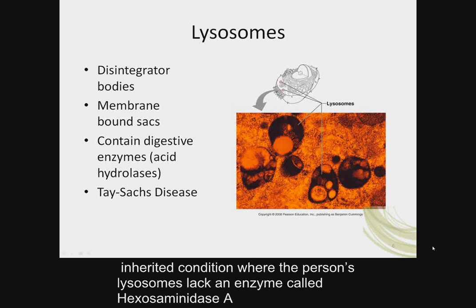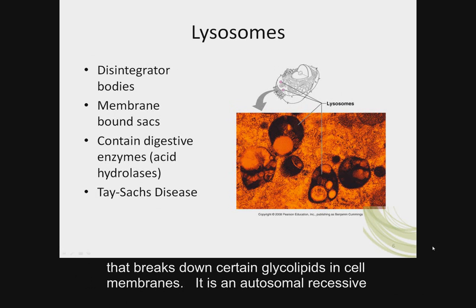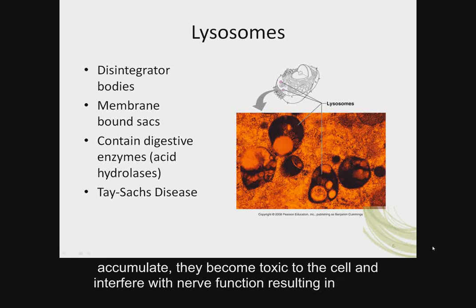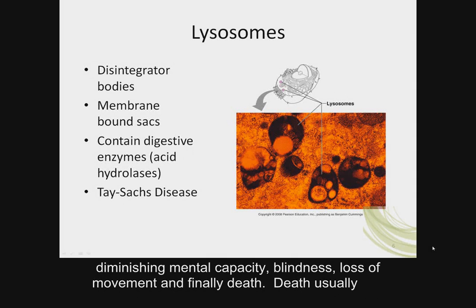Tay-Sachs disease is an inherited condition where the person's lysosomes lack an enzyme called hexosaminidase A that breaks down certain glycolipids in cell membranes. It is an autosomal recessive disease. The glycolipids are particularly abundant in nervous tissue. As the glycolipids accumulate, they become toxic to the cell and interfere with nerve function, resulting in diminishing mental capacity, blindness, loss of movement, and finally, death.